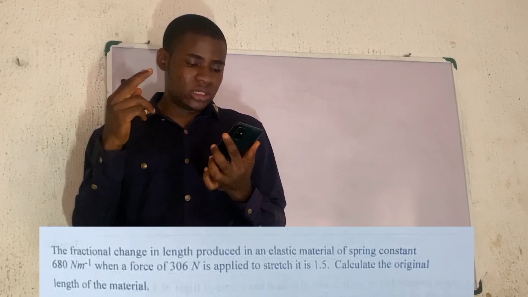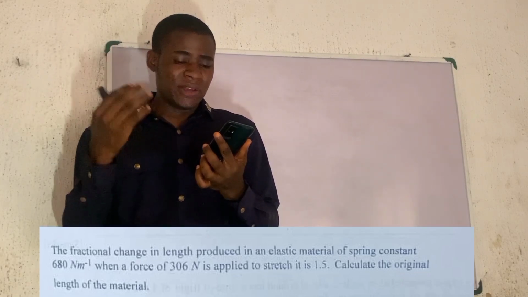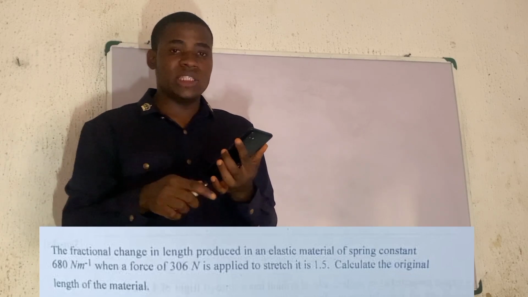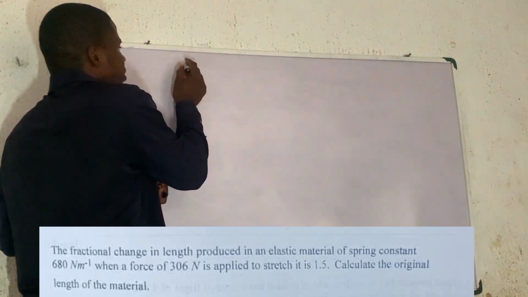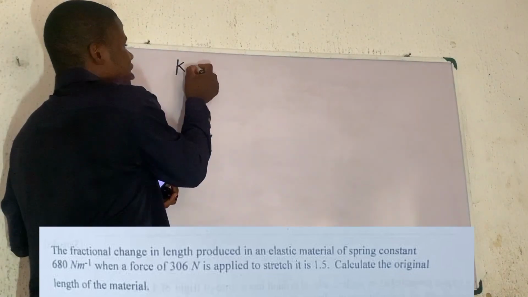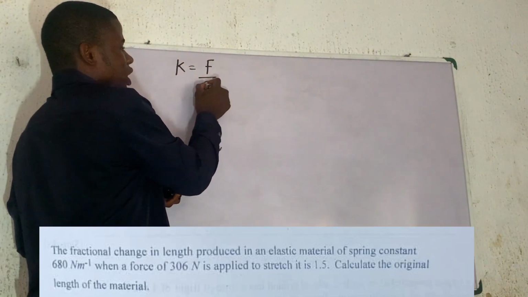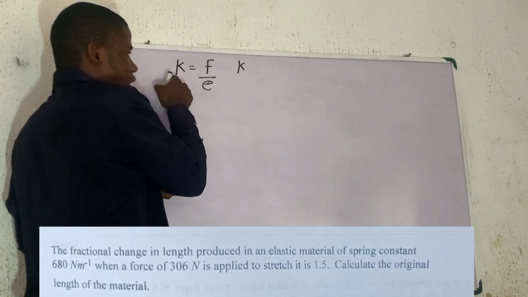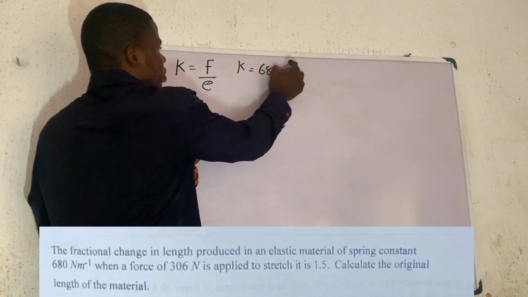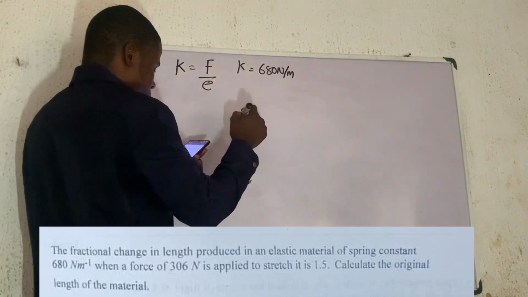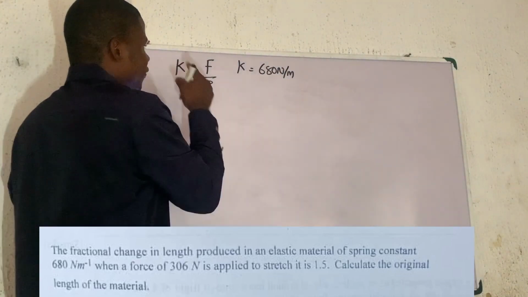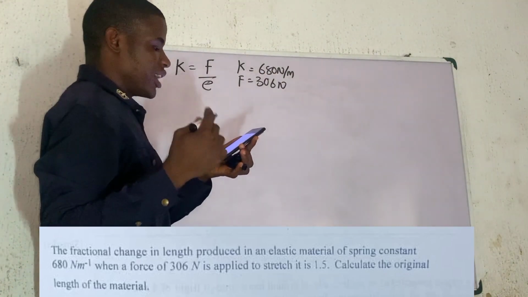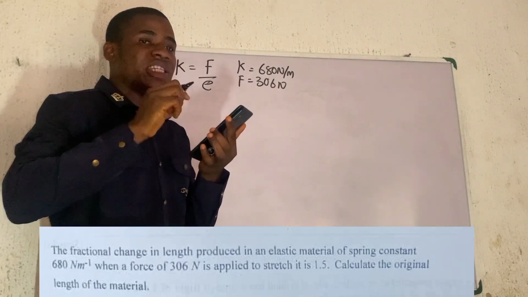They mention at least three things here. Let's say four. They say that the spring constant of that elastic material is 680 Newton per meter. Let's write it. Now, remember Hooke's law, that K is equal to F all over E. So they told us that the force constant, that's what they call spring constant, is 680 Newton per meter. When a force of 306 Newton is applied to stretch it. Now, they say that the fractional change in length.